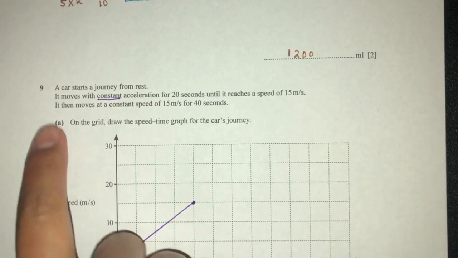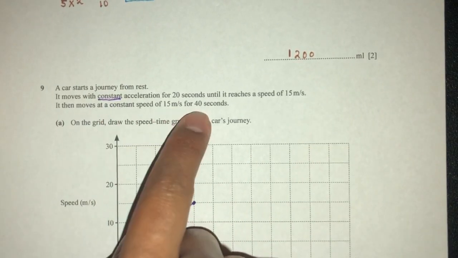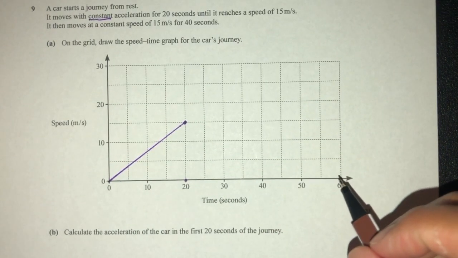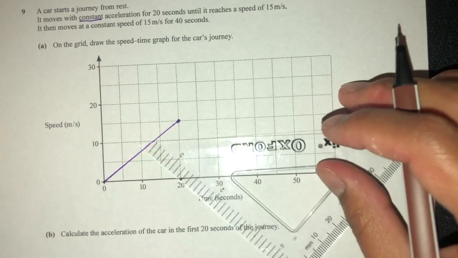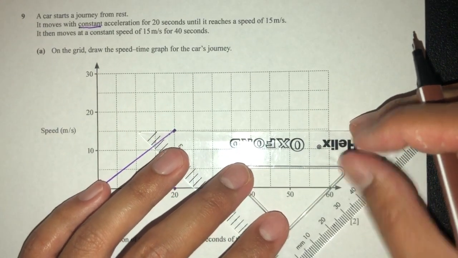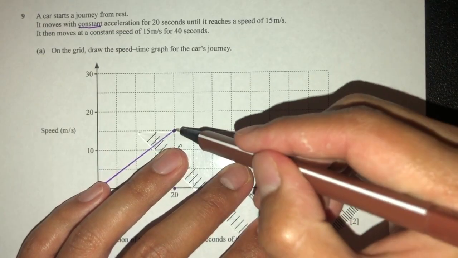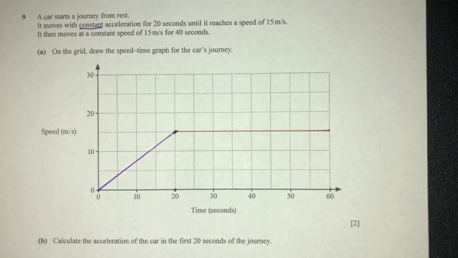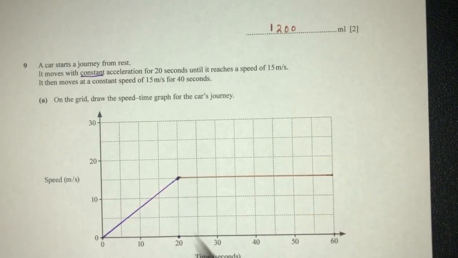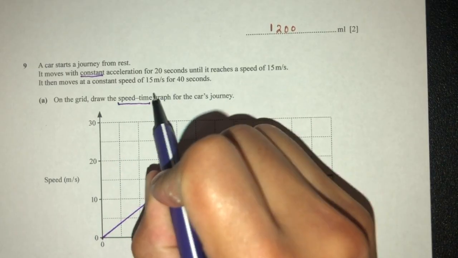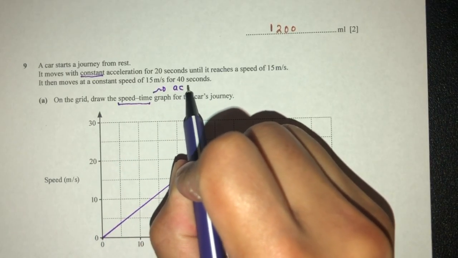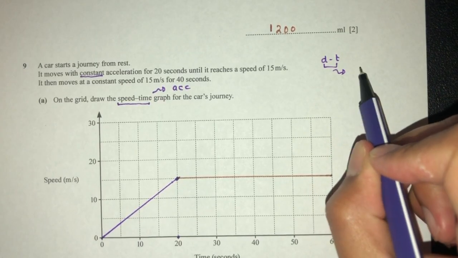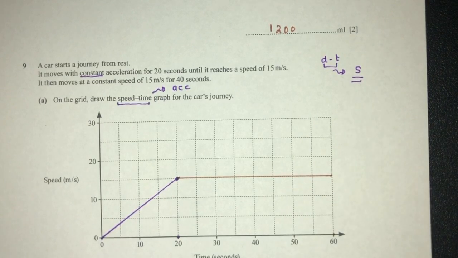Until it reaches this, it then moves at a constant speed of 15 for 40 seconds. So 20 plus 40, that will be 60. And then it moves at a constant speed of 15, so you have to be at 15 all the way through. That will be right here. So that will be part A of your question. Something good to know is that when we have a speed-time graph, the gradient of the graph is the acceleration. When you have a distance-time graph, the gradient of the graph is the speed. So we have to know this difference.